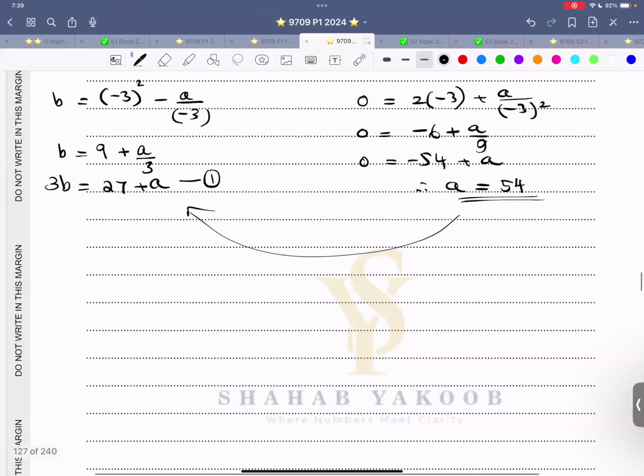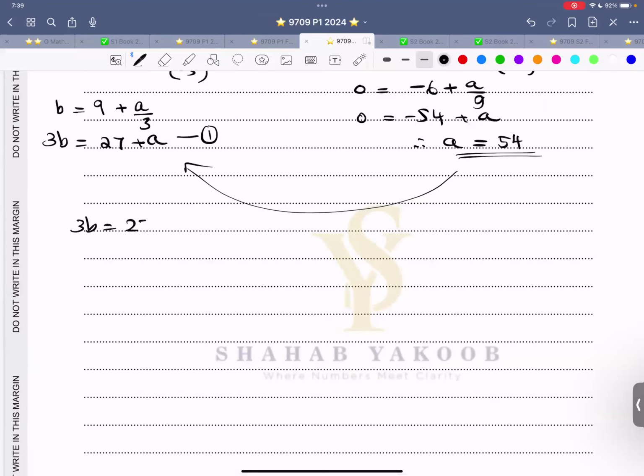Now let's plug in over here. 3b is equal to 27 plus 54. That is 81. 3b is 81. Therefore b comes out to be 27. That's the answer for this part.